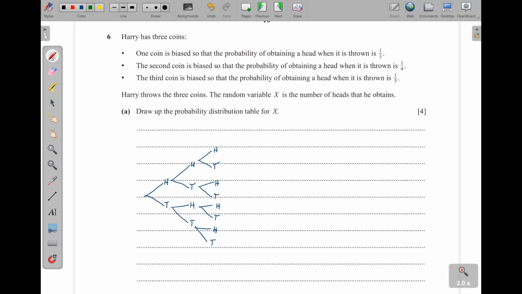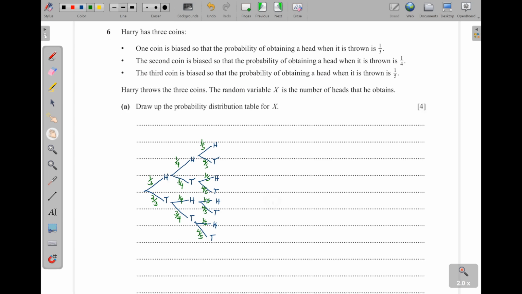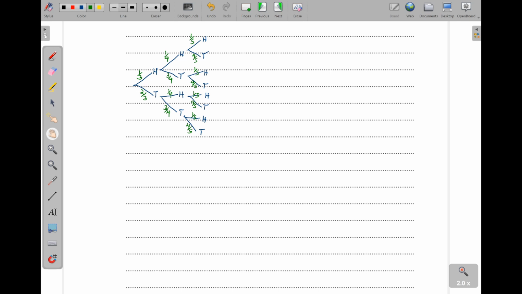Then the first one is biased, so the probability of obtaining a head is 1/3. So I'll write here 1/3. Then that means this is 2/3. The next one is 1/4. Then this one has to be 3/4. 1/4, 3/4. Then the next one is 1/5. So I will write 1/5 here, and then 4/5, 1/5, 4/5, 1/5, 4/5, 1/5, 4/5, just like that.